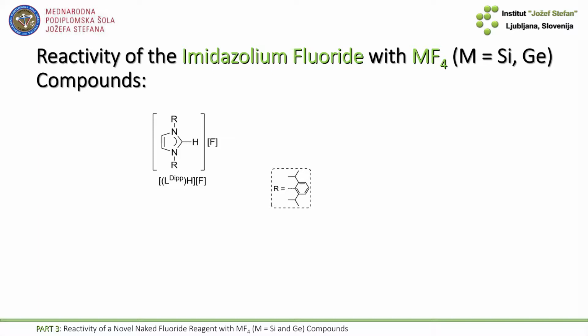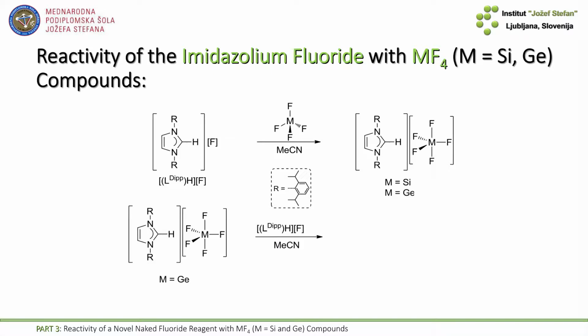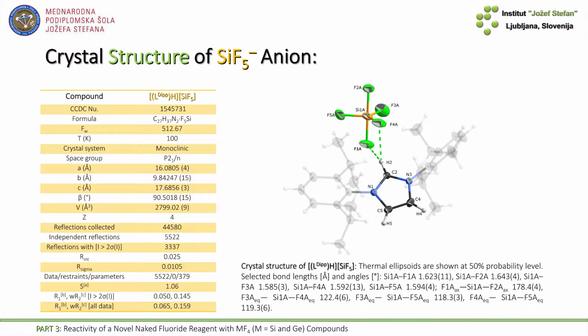And how did we do that? We took imidazolium fluoride and reacted it with metal tetrafluorides, namely silicon tetrafluoride and germanium tetrafluoride, to obtain discrete trigonal-bipyramidal pentafluorido silicate and pentafluorido germanate anions respectively. And then you can take the formed product and react it with an additional equivalent of the reagent, and the reaction yielded us hexafluorido germanate anion. Now, here are the crystal structures.